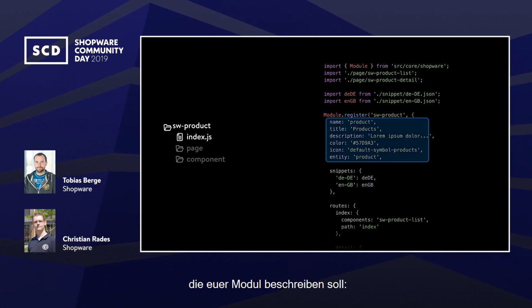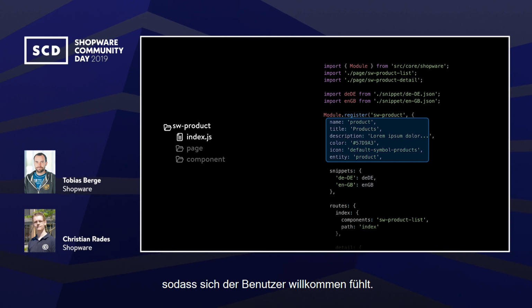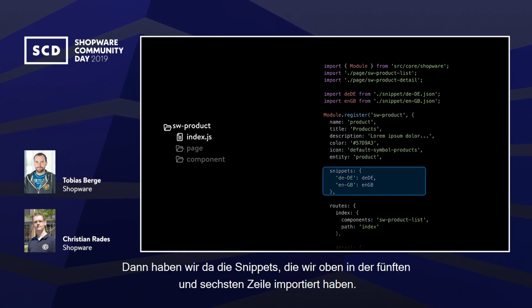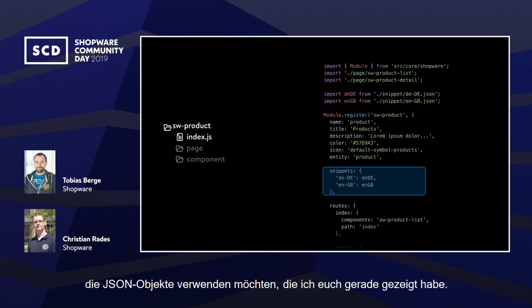Next up, the actual stuff you want your module to describe. You know, name, title, just fluff, basically, so the user feels welcome. Then we also have the snippets we imported up there in the 5th and 6th line. And there we've simply defined that for the language German and for the language British English, we want to use those JSON objects I've just showed you.